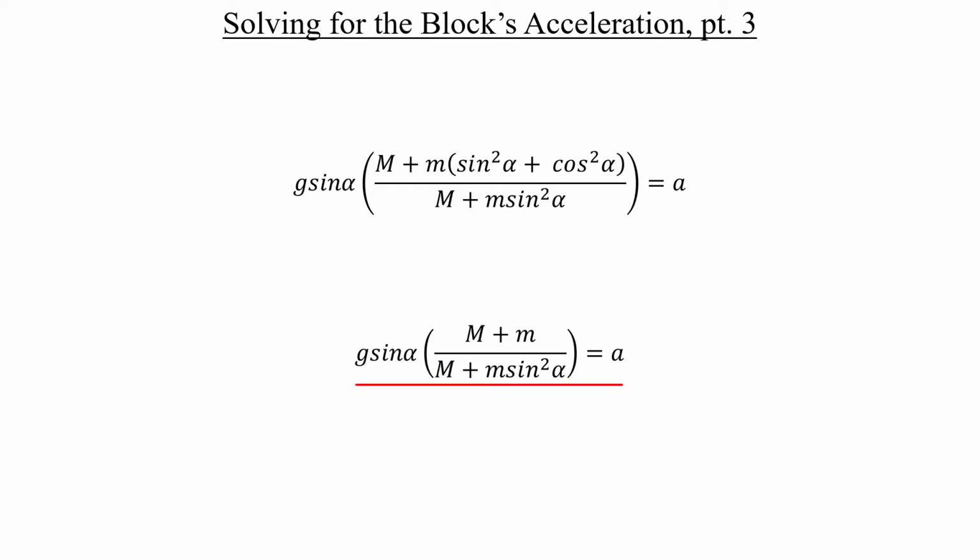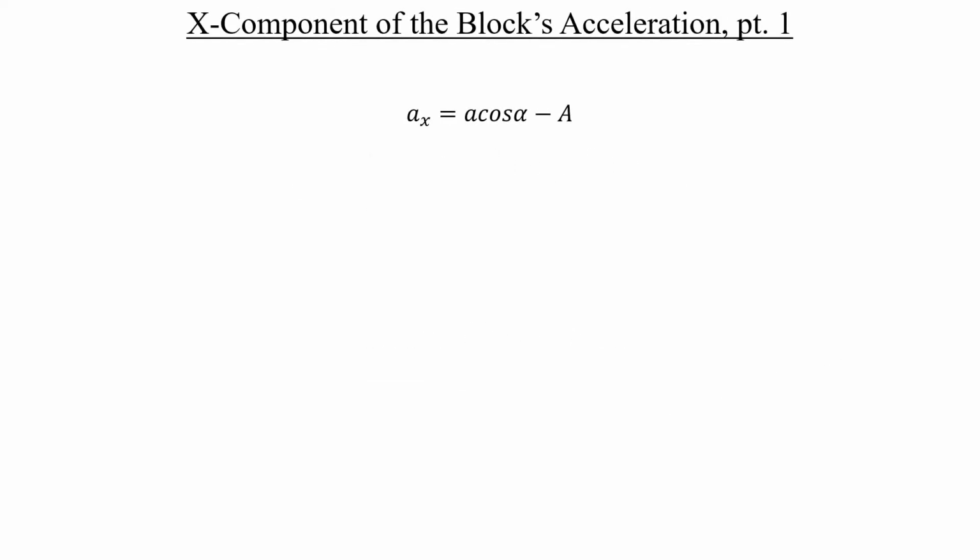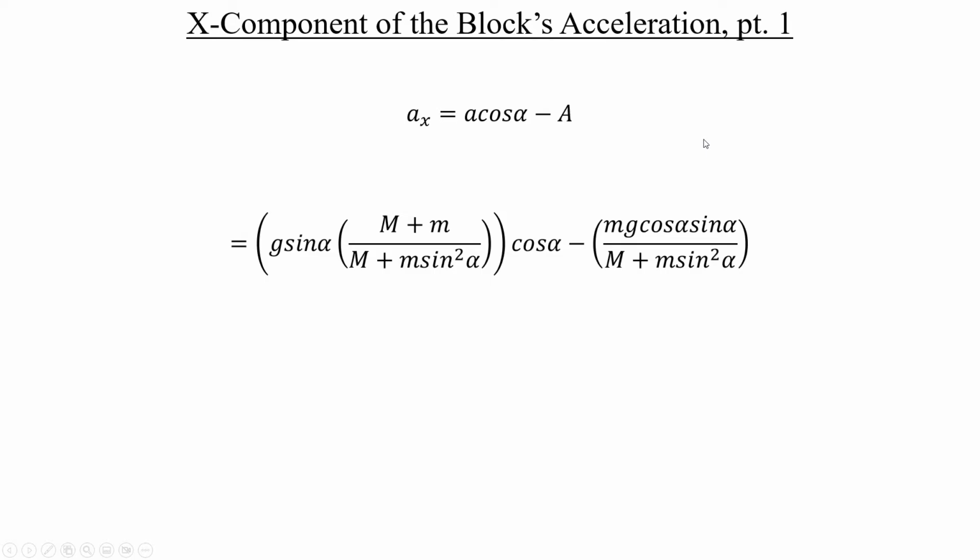Careful though, this isn't what part A is asking for. We're just going to use this to get to the components. Let's start with the x component. Instead of a simple a cosine alpha, we have to include the effect of the wedge's acceleration acting in the leftward direction. So if we plug in the expressions for capital and lowercase a, here's what the first line looks like.